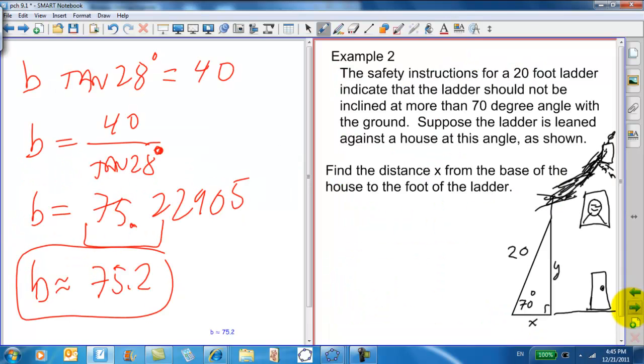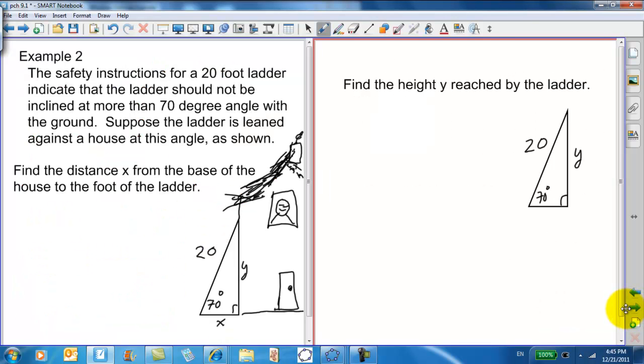Okay, now example 2. The safety instructions for a 20-foot ladder indicate that the ladder should not be inclined at more than a 70-degree angle with the ground. Suppose the ladder is leaned against the house at this angle as shown. Now, find the distance x from the base of the ladder to the foot of the house. Well, in this first example, we're not going to try and find y. We're just going to get x.